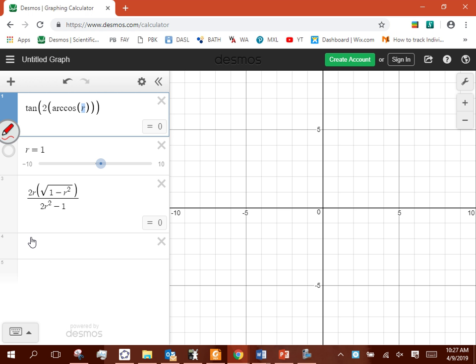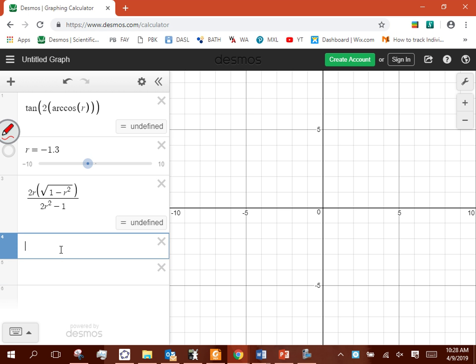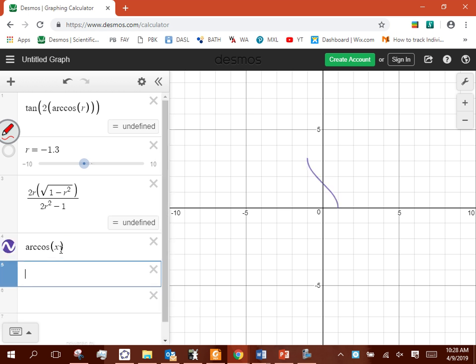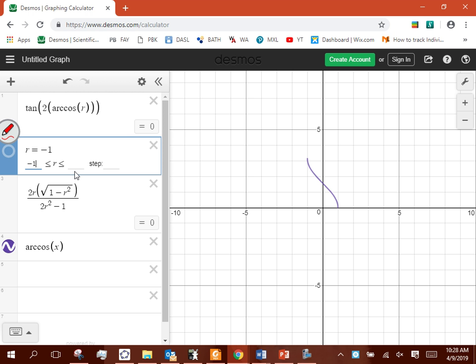Meaning the domain of arc cosine has to exist. You may remember the domain for the arc cosine. Maybe if I put in some of these values, you start to see we've got undefined things occurring, right? Okay. Let's just do this real quick. Arc cosine of x, look at the graph. The domain is -1 to 1, right? Okay. So that's the only thing that my slider needs to be defined for. Otherwise, I'm going to get undefined solutions.